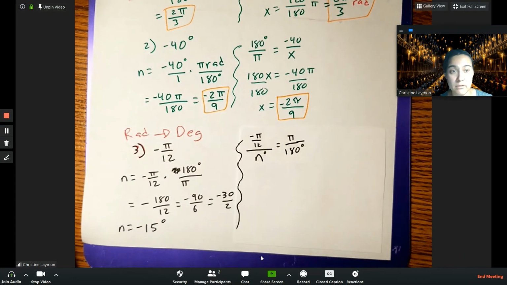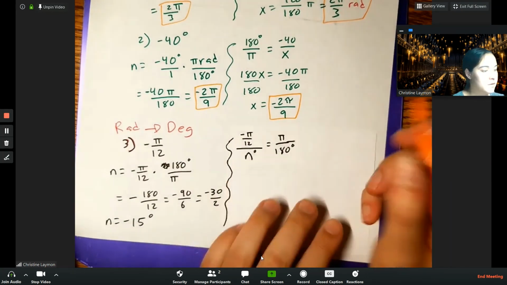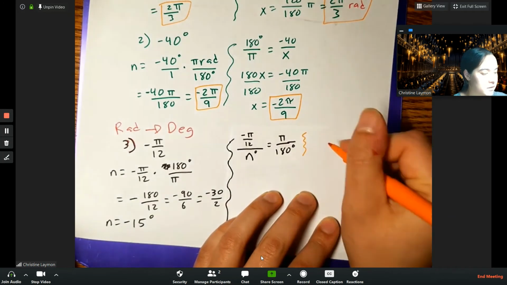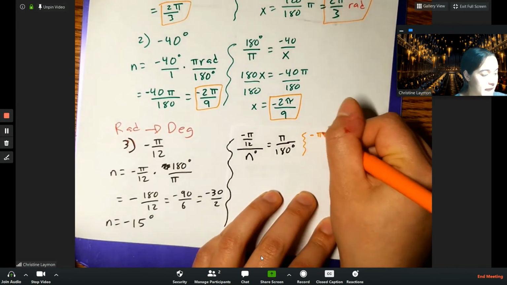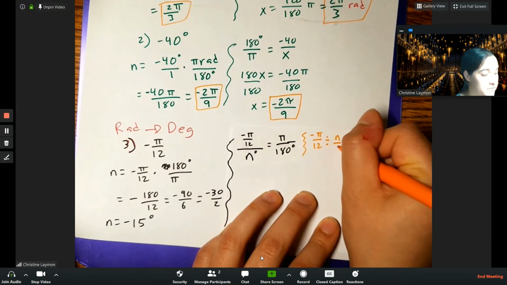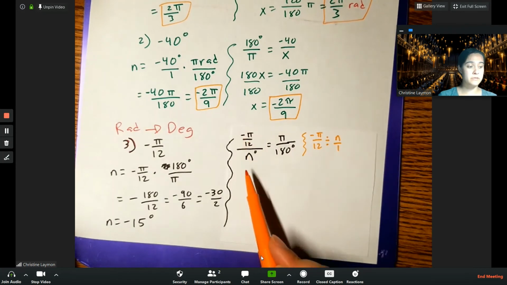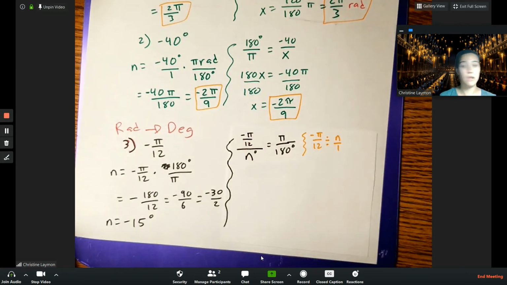Okay, now notice that I have a fraction over a fraction, which we're actually going to go backwards to teach in a little bit here. So I'm going to show you what I want to do with that off to the side here. I'm going to show it over here. And I'm just going to talk about this part right here. So I'm going to separate that. Think about this as saying negative pi over 12 divided by n over 1. Okay? So negative pi over 12 divided by n, or n over 1.